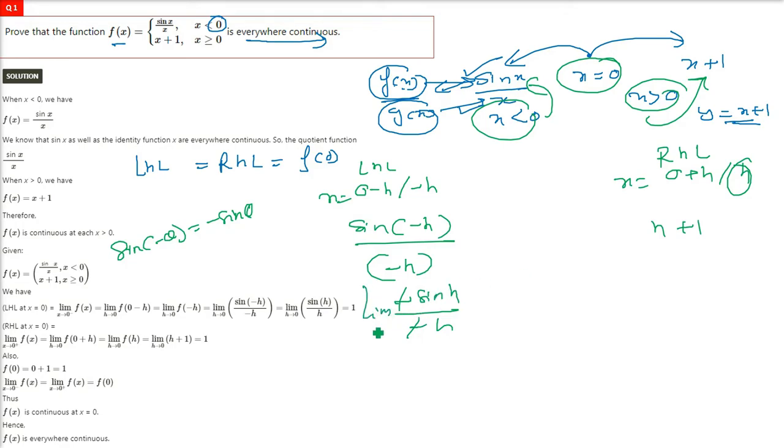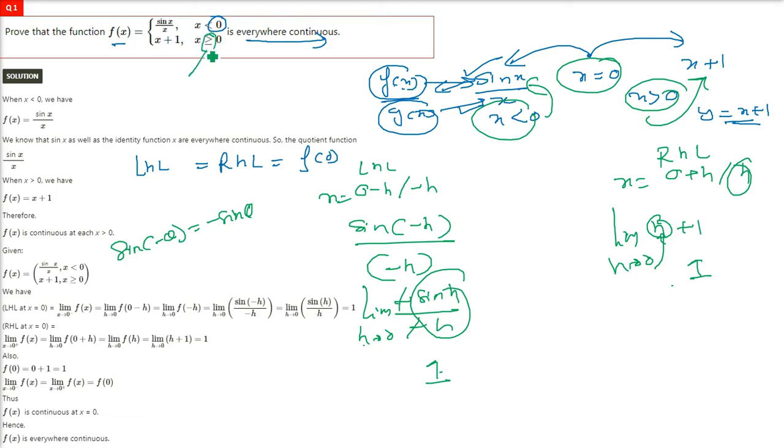Now apply the limit. This also we know. Here also we will apply the limit. Limit theta tends to 0, sin theta by theta is what? It is 1. Here also h equals 0, so it is 1. So left hand limit is 1, right hand limit is 1.